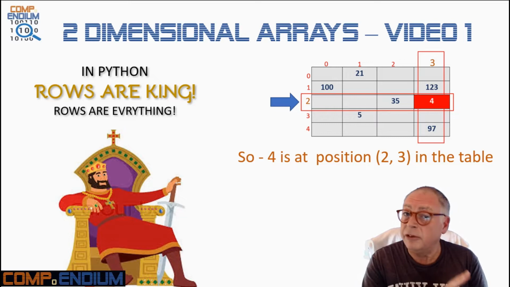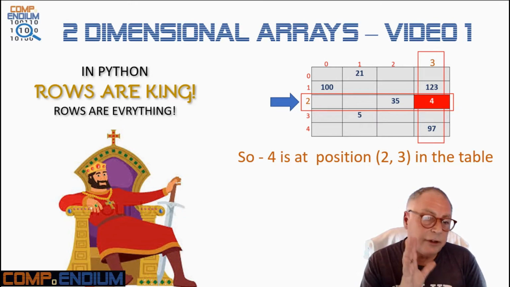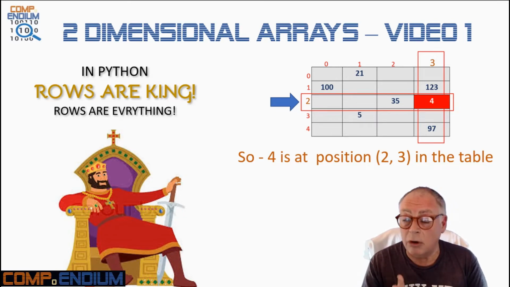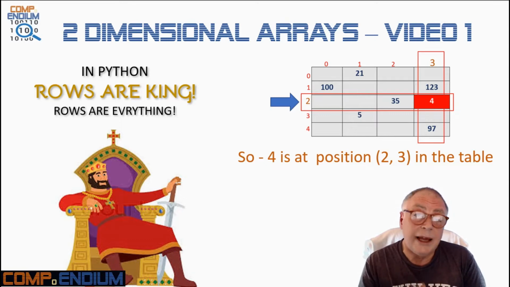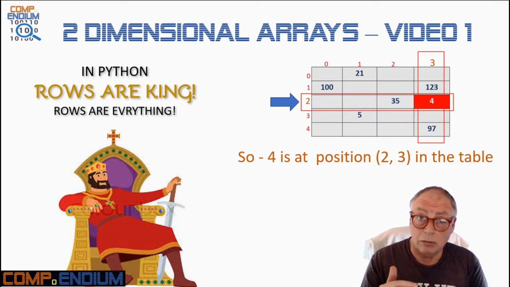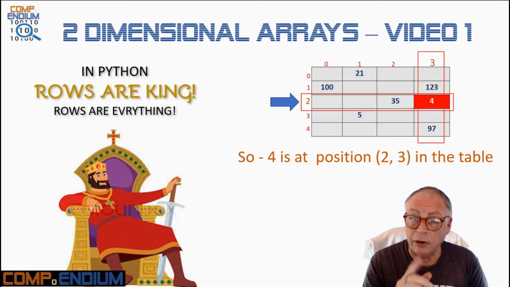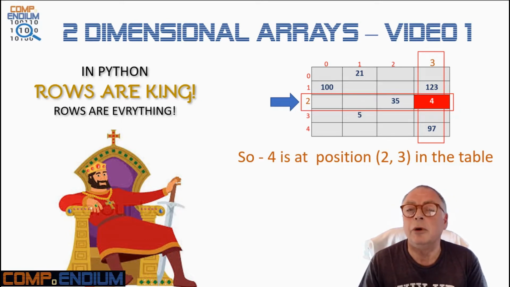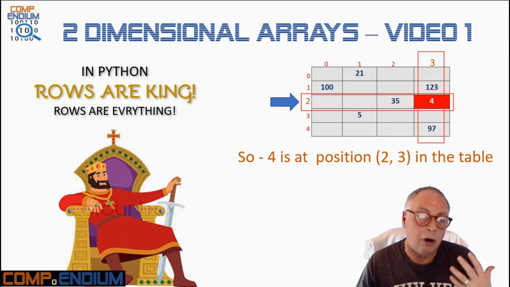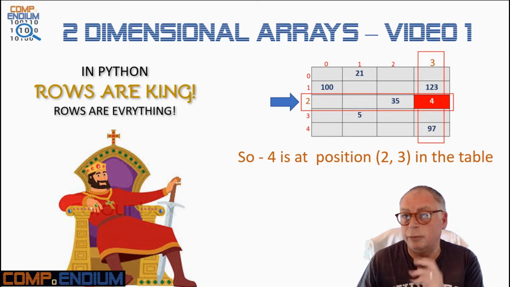So bearing that in mind again, we would say that in this particular example the value of 4 is located at 2, 3. In other words, remember rows are king, rows first, row 2, column 3. Okay, so that's how we would describe the position of the number 4 in this particular table.